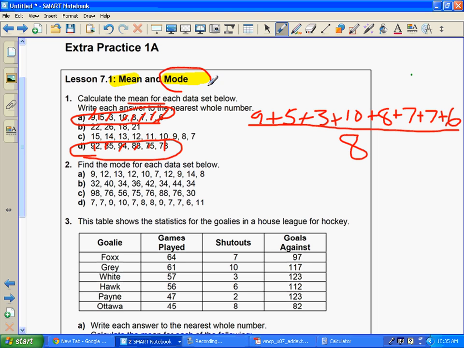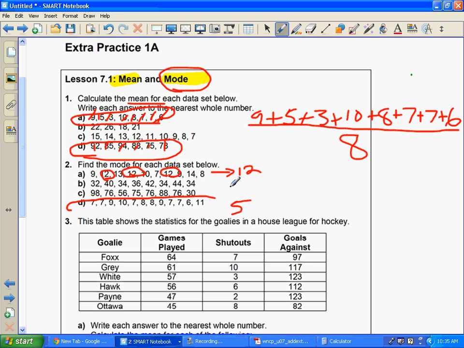When it comes to the mode, all you're talking about is what appears the most. So if I look at all of these here, this one is once, twice. Oh, look, the 9 is twice. The 12 is 3 times, and the 13 only shows up once, the 10 only shows up once. So in this case, for the mode, this 12 shows up 3 times, the most. So my mode of this data set is 12. I could look at this one down at the bottom. I have 7 showing up 1, 2, 3, 4, 5 times, so the mode is 5.